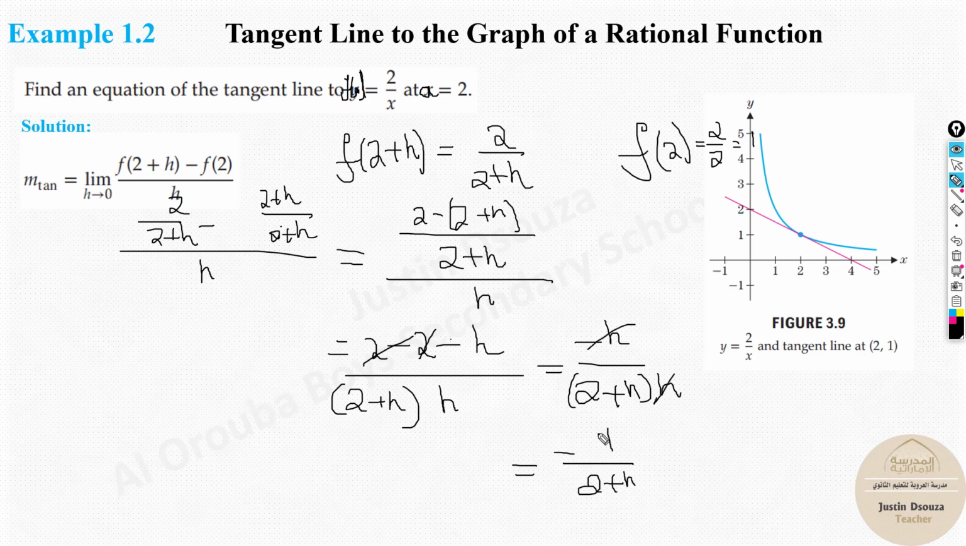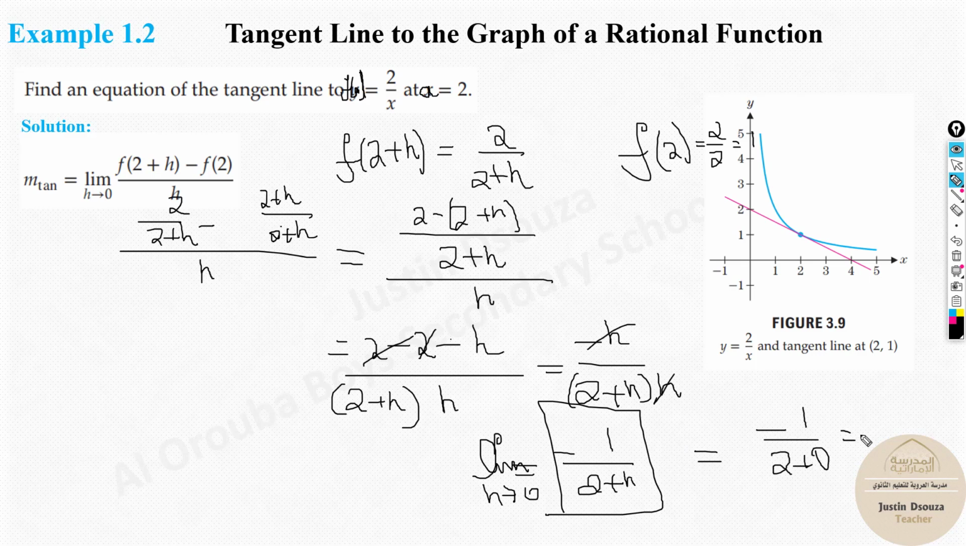This and this cancel. Now this is your final term, but don't forget there is always a limit as h tends to 0, isn't it? Now substitute h as 0. What is the answer? Negative 1 by 2 plus 0, that is negative half. So this is the slope of the tangent. I hope the steps are clear.